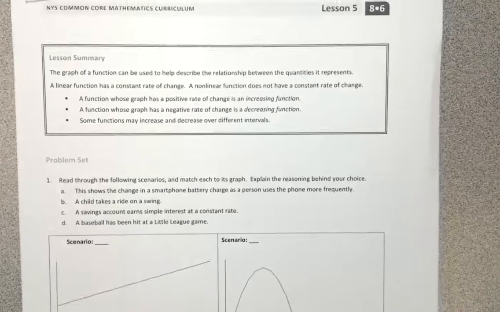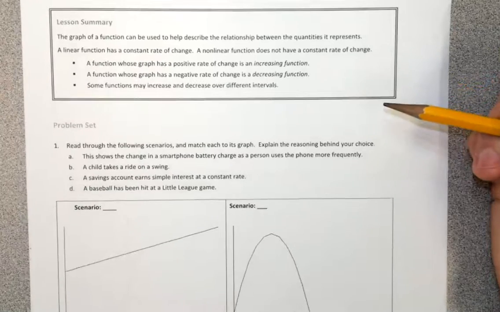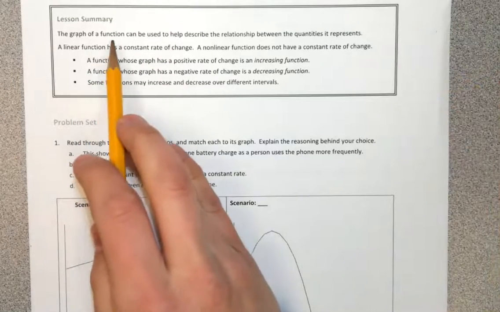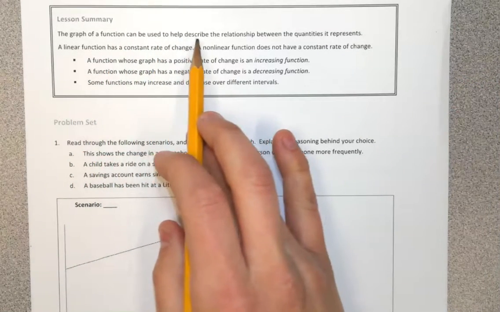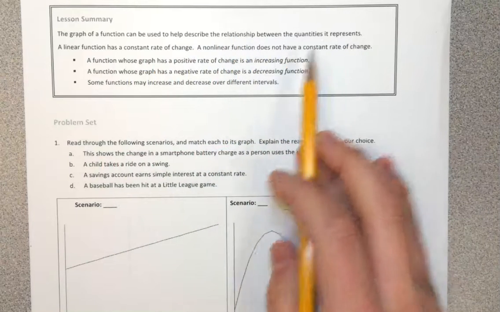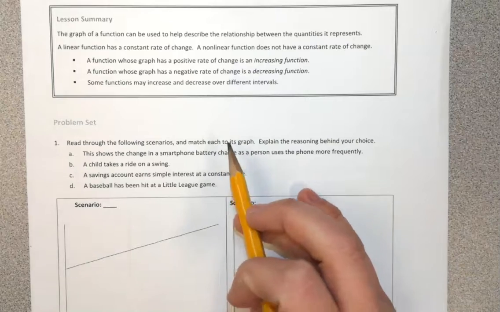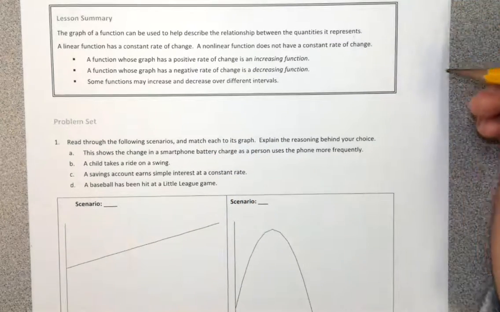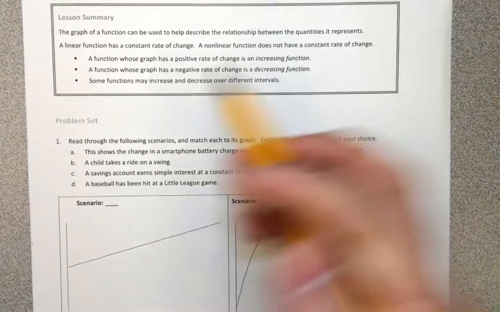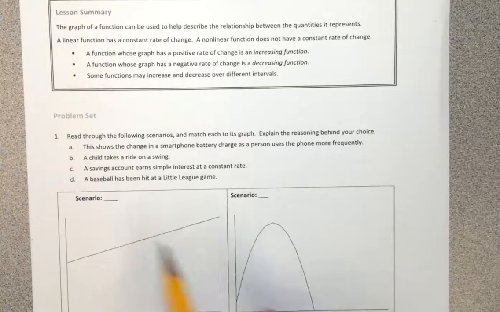Okay, so today we're looking at Module 6, Lesson 5. If you look at the lesson summary, it says the graph of a function can be used to help describe the relationship between the quantities it represents. So we know that when we're looking at a graph, you have your axes, and they're labeled to represent what the graph is representing. So keep that in mind, that each of these graphs that we look at represents something.